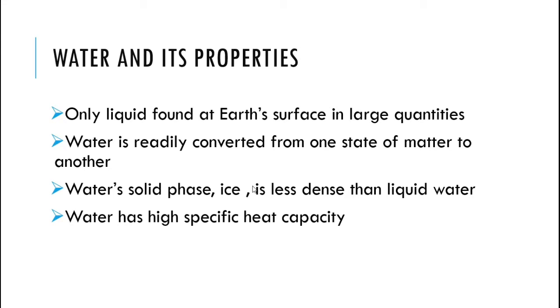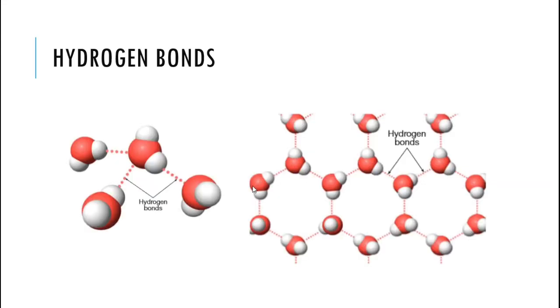We have solid or ice. We have liquid water. And of course, we have water vapor, or water in gas form. Then water's solid phase, ice, is considered to be less dense than liquid water. I'll show you later it's this property. Water is also considered to have high specific heat capacity, which I think we were able to discuss last time, about specific heat capacity and how it affects the climate or the weather conditions.